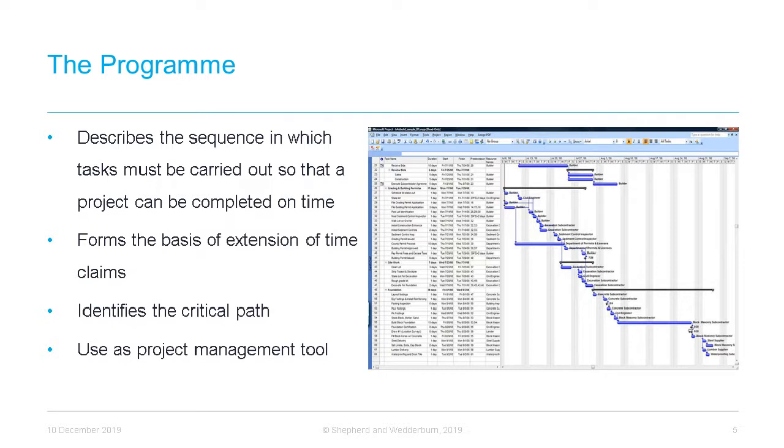So let's start with the basics. What is the role and function of a programme? Put simply, a programme describes the sequence in which tasks must be carried out so that a project can be completed on time. Its key function is to ensure the effective sequencing of the various components of the work. However, as we discuss later in the webinar, it has a dual and complementary role in forming the basis of additional time claims. A programme will identify dates and durations to be allocated to tasks.